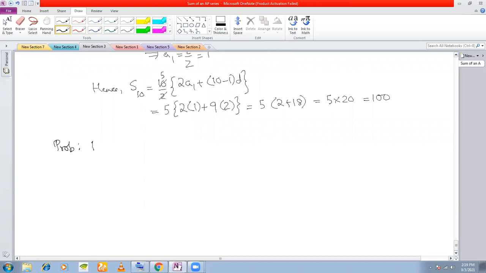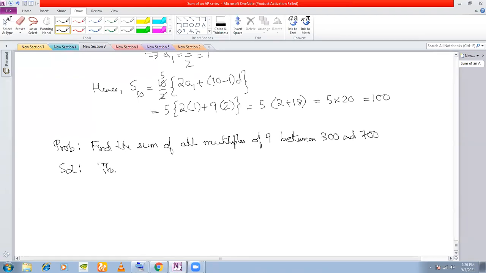Question is, find the sum of all multiples of 9 between 300 and 700. Okay, so what are the multiples of 9? Let's see between these two numbers.